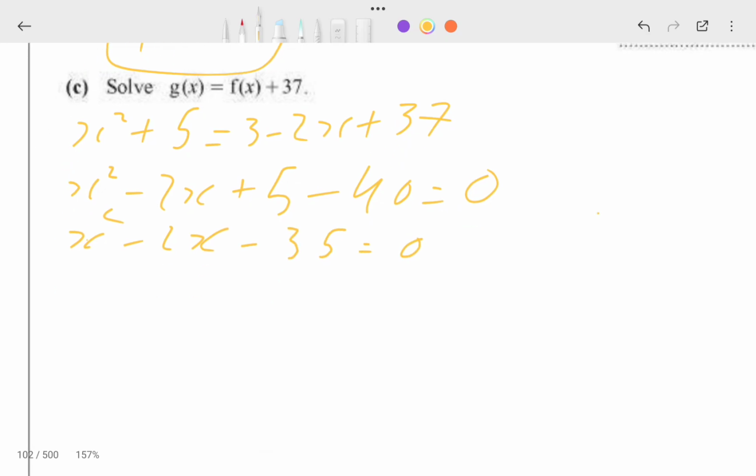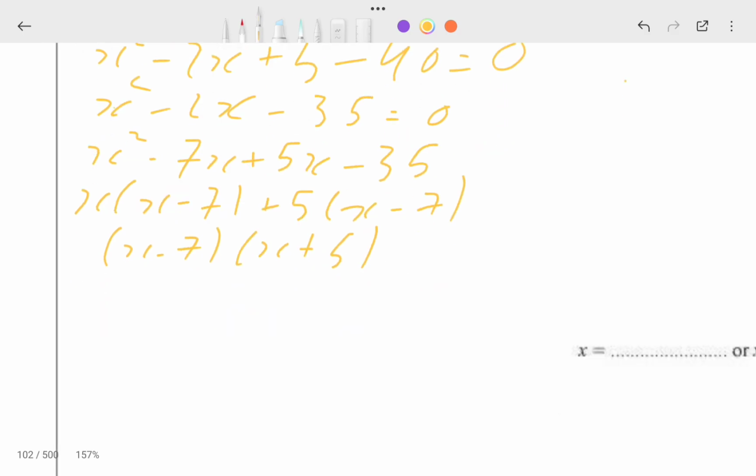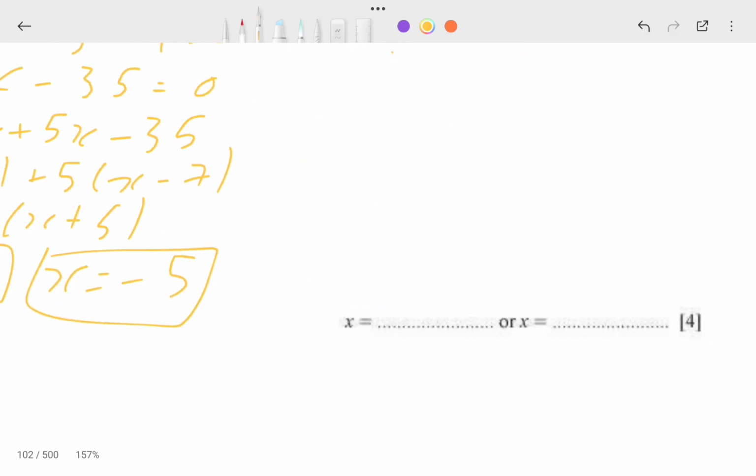Now we will simplify this. x squared plus 7x minus 5x minus 35. Take x common from this side, x plus 7, take minus 5 common, x plus 7. So (x plus 7)(x minus 5), and we got two values of x. One value is 5 and the second value is minus 7.